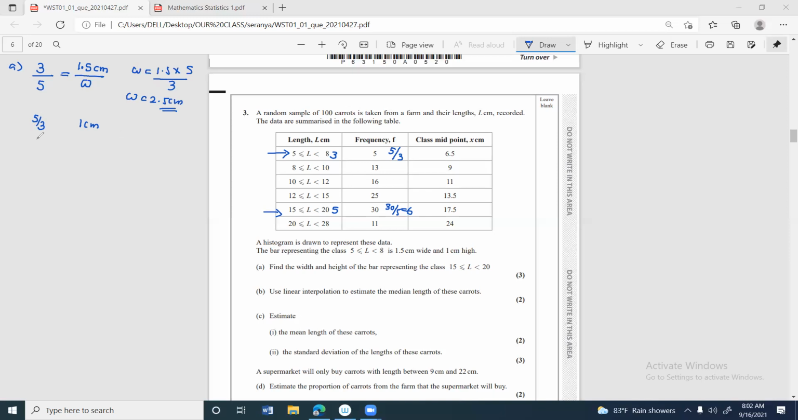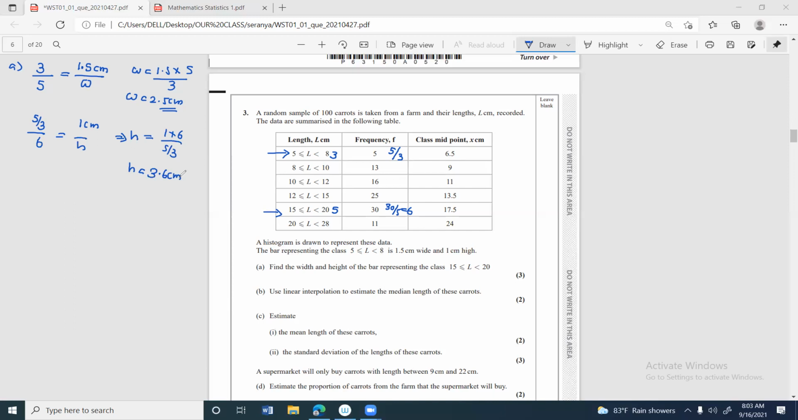For the height, a frequency density of 5/3 is represented by 1 centimeter. If so, a frequency density of 6 is represented by a height of how much? Therefore, H is equal to 1 into 6 divided by 5/3. So the height is 6 divided by 5/3, which becomes 3.6 centimeters. Like that, you can represent this information. Let me see whether this is fine.